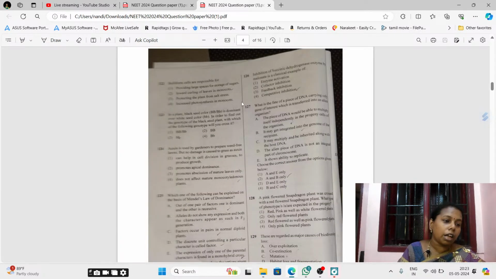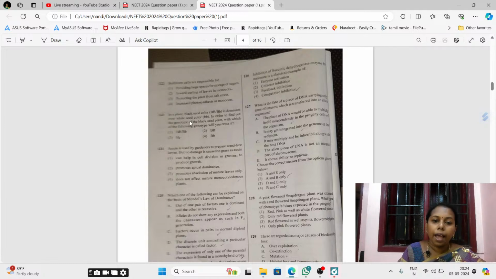122. Bulliform cells. Anatomy of flowering plants. Bulliform cells are large colorless cells. They become turgid or flaccid. So inward curling of leaves in monocot. Monocot is mentioned only here. It is not for photosynthesis. Wilting, that is flaccidity and turgidity, which is mentioned only in the second point. So the answer is 2. Now the next question, 123.